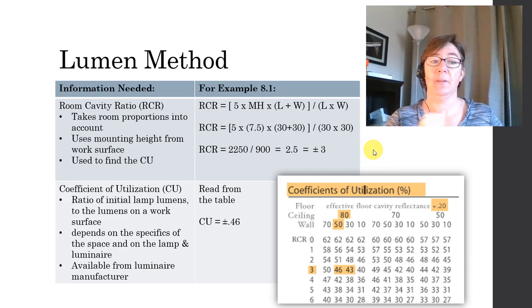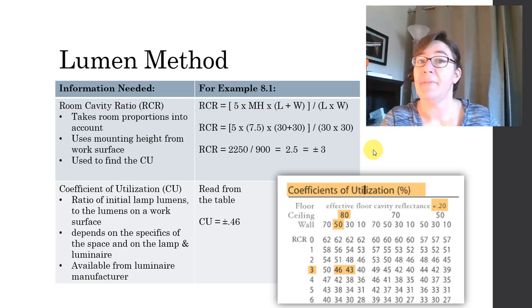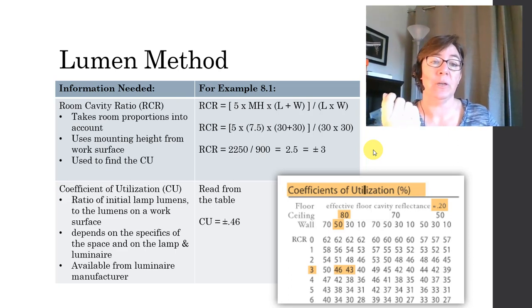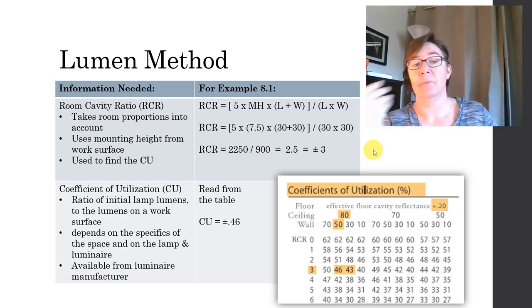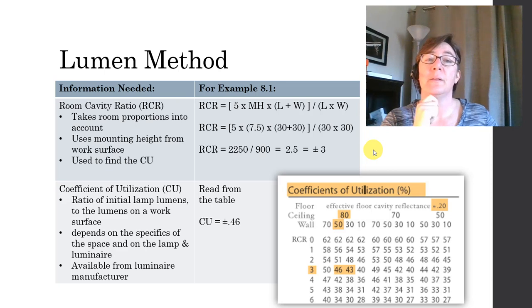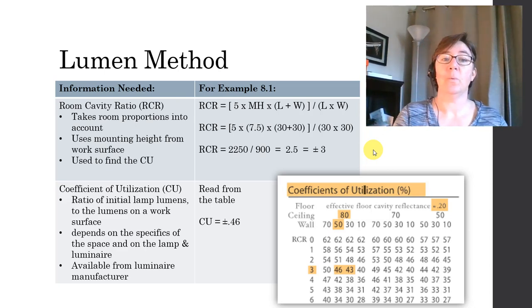It's going to depend on the specifics of the space and also on the lamp and luminaire. So the specifics of the space were all accounted for in the room cavity ratio. That's how we account for those in the CU, or coefficient of utilization. The rest of the factors, the lamp and the luminaire, this information is available from the luminaire manufacturer. So for this project, we're going to read it from the table given to us when we were given that photometric data in the textbook. And so here's the table right here.